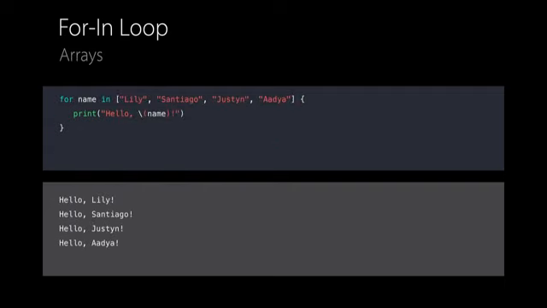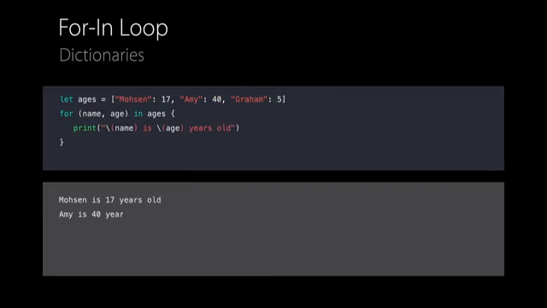We can use a for in loop with an array. Here we're printing a message for each of the names in our array. And we can also use it with a dictionary. Now note here that we're iterating over the key and the value, the name and the age at the same time. And this is an example of a Swift feature known as a tuple, which lets you combine those multiple values together and use them at the same time. And we'll see another example of this later on. And it makes for much clearer code when iterating over a dictionary.